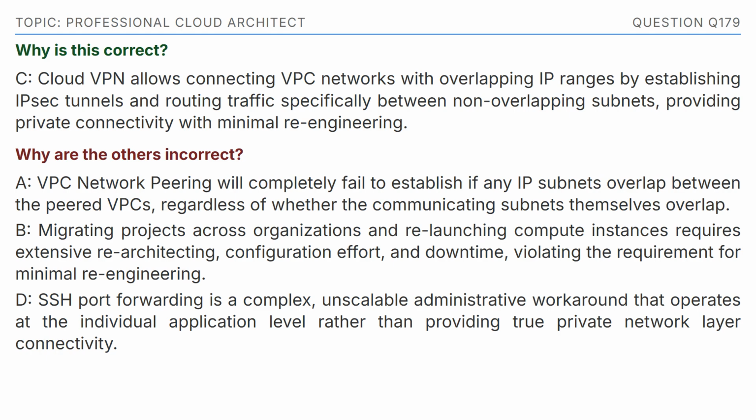B. Migrating projects across organizations and relaunching compute instances requires extensive re-architecting, configuration effort, and downtime, violating the requirement for minimal re-engineering. D. SSH port forwarding is a complex, unscalable administrative workaround that operates at the individual application level rather than providing true private network layer connectivity.